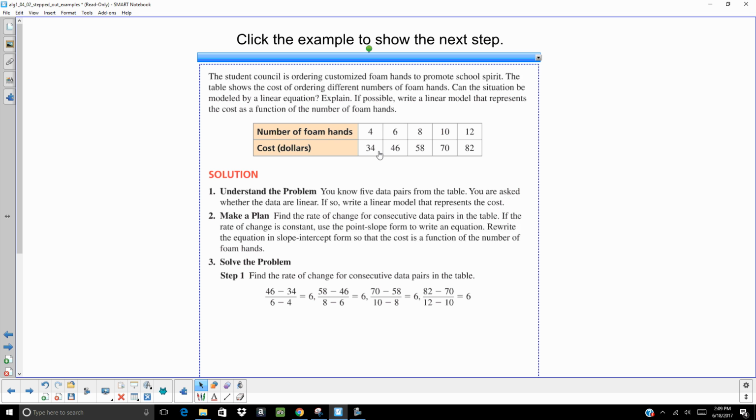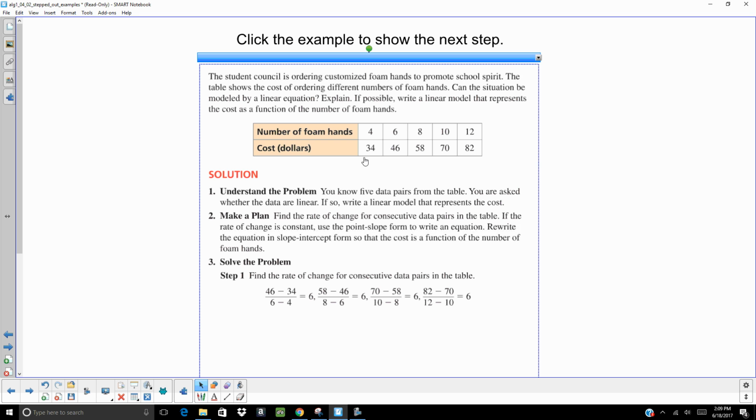So 46 minus 34 over 6 minus 4 equals 6. 58 minus 46 over 8 minus 6 is also 6. 70 minus 58 over 10 minus 8 is 6. I'm starting to see a pattern. 82 minus 70 over 12 minus 10 is 6.